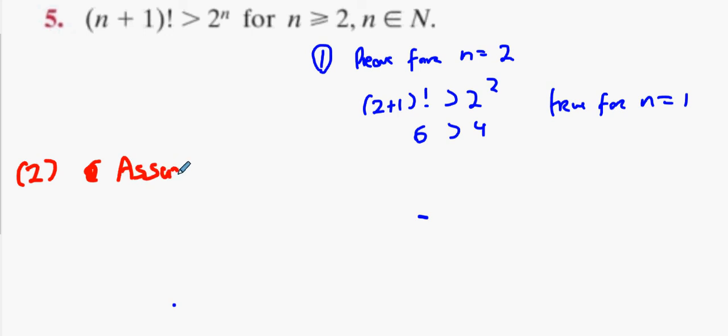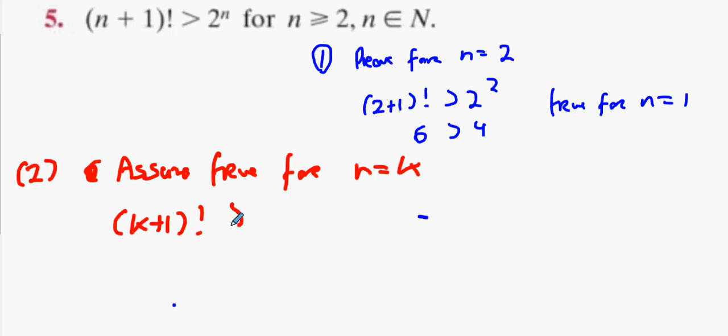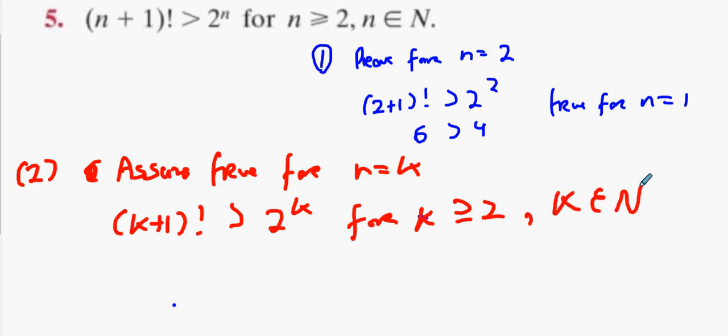Assume true for n equals k. So (k plus 1) factorial greater than 2 to the power k, for k greater than or equal to 2, k an element of the natural numbers. Alright with that? Right. Part 3. Pièce de résistance. Said completely wrong, but anyways. What happens when we replace n with k plus 1?